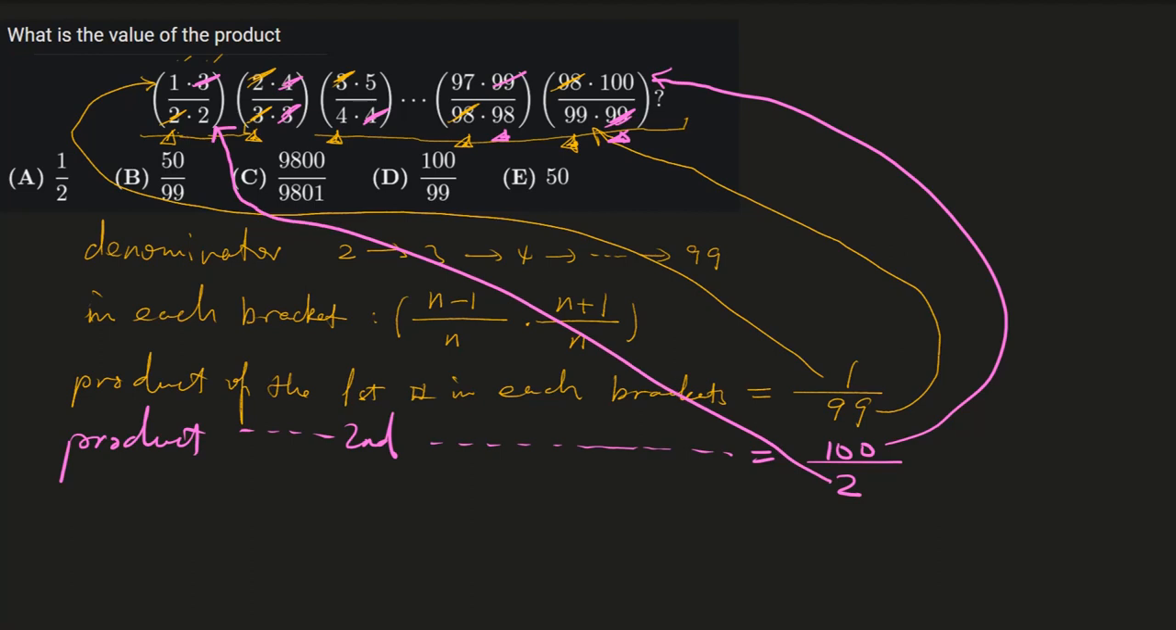Alright. And in the end, we need to multiply these two fractions. So let's still use this color, the original color. Therefore, the final answer is 1/99 times 100/2. So the second fraction is certainly 50, right? So that's 50/99. B is our choice.